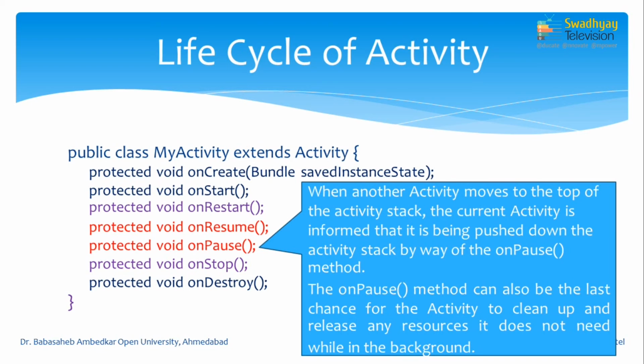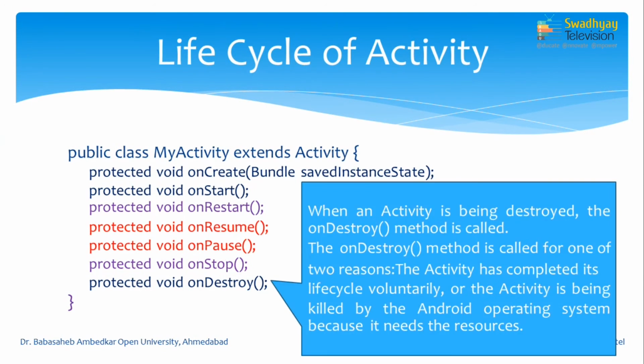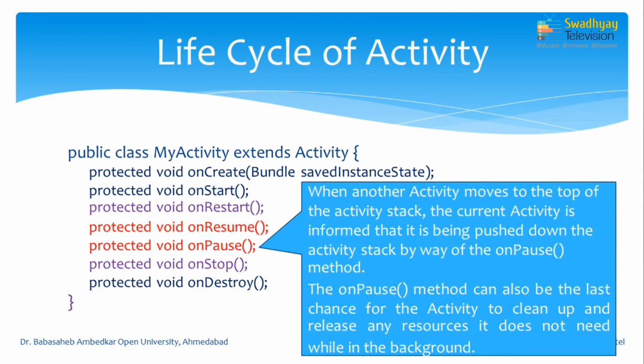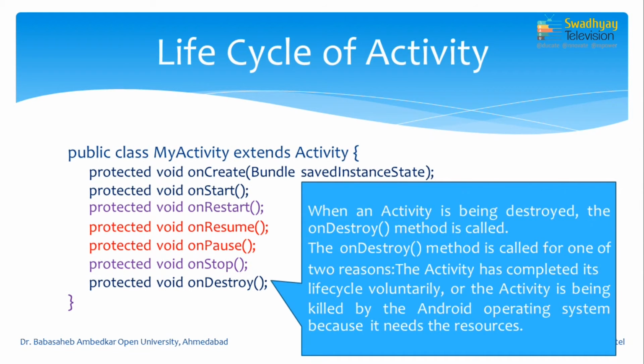onPause is called whenever you stop your activity temporarily. You are not closing the activity, but you are moving to or starting another activity. The onPause method can also be the last chance for the activity to clean up and release any resources it does not need while in the background. So, whenever it goes into the background, before that it calls the onPause method, and when you close your application, then the onStop and onDestroy methods are called.